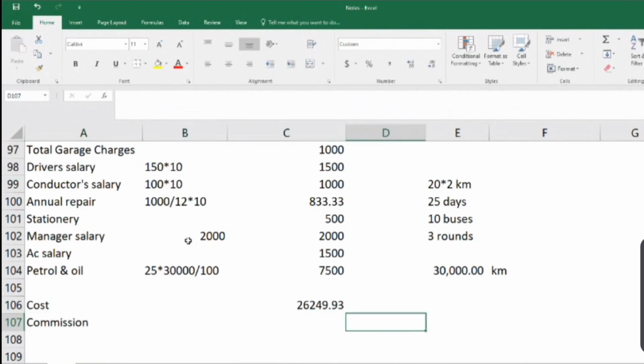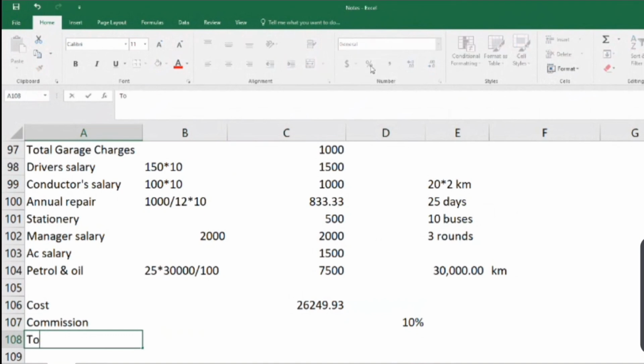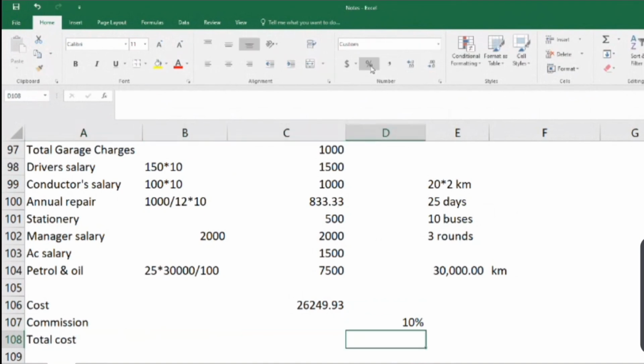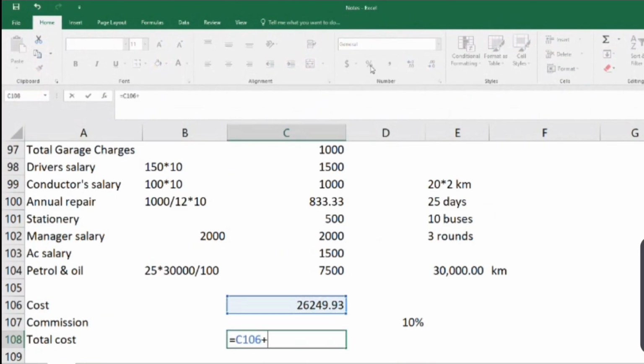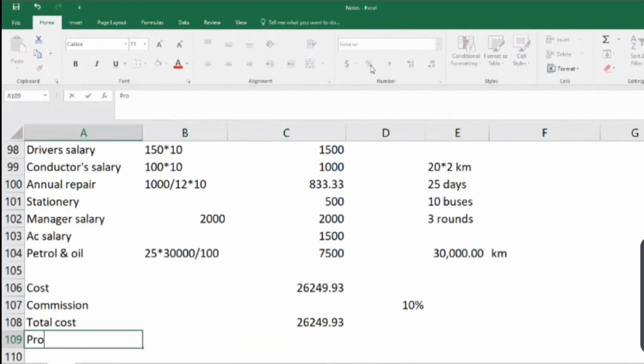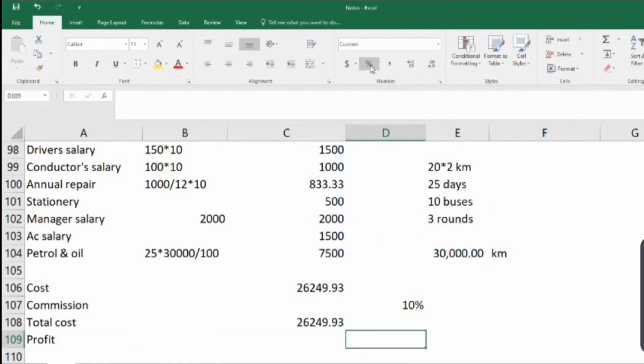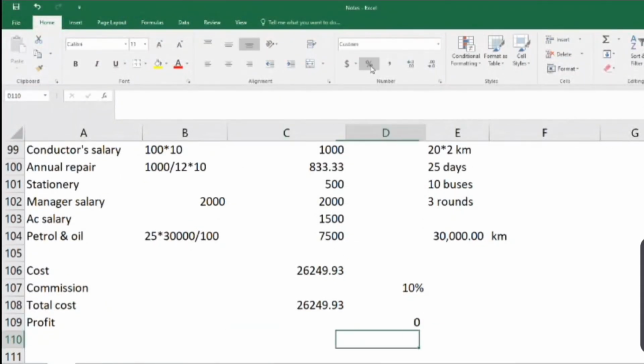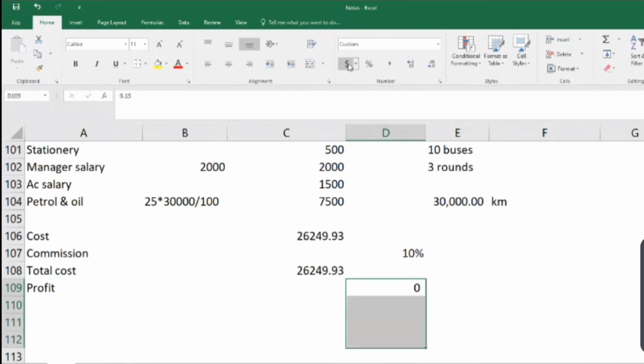Commission is 10% of the takings. Then if you add the commission, you will get total charges. Total cost you will arrive. If you add this plus your commission, you will be arriving at the total cost. Then profit is there. Profit, what they are told? Profit is 15%.